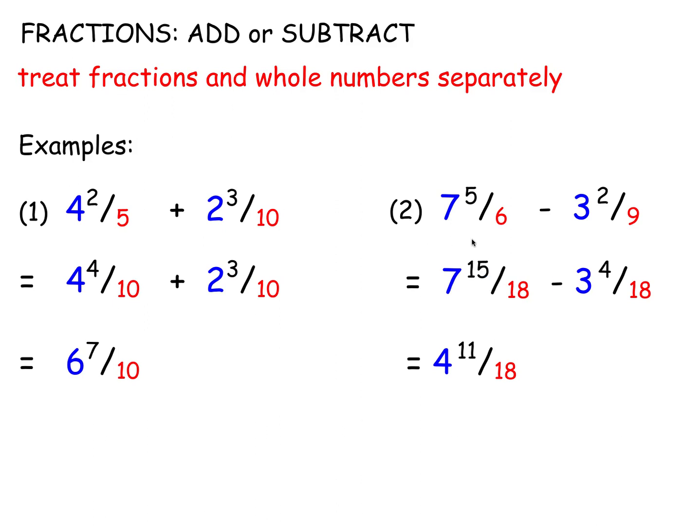So here's 7 and 5 6ths, take away 3 and 2 9ths. The 5 6ths take away 2 9ths uses a common denominator, like in the last slide, and you just have 7 minus 3 is 4. So you simply treat the whole number parts separately from the fraction parts. There is a complication to that.